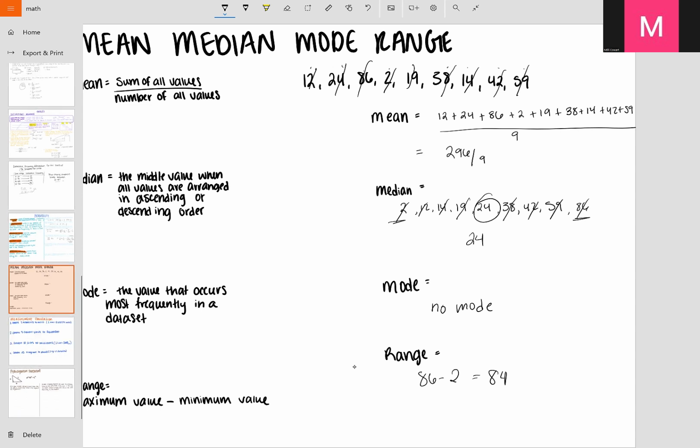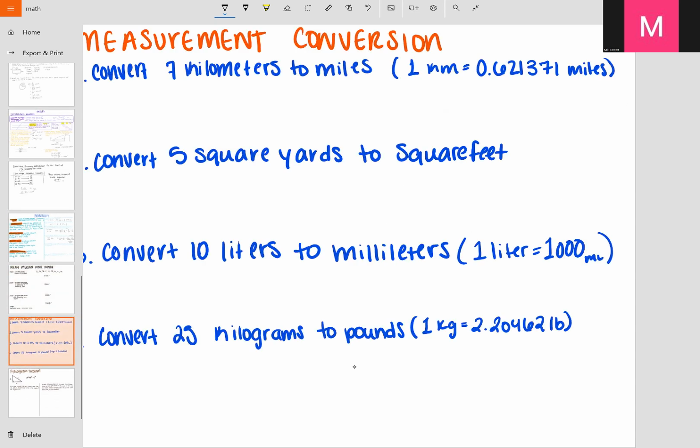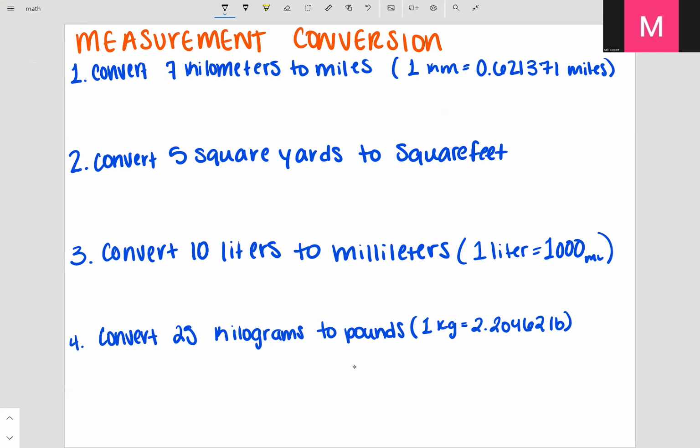Next, we can talk about converting units. So most of the time, the PERT test will give you a conversion factor like this, unless it's something like this, yards to feet, because that's a very common, should be well-known unit conversion.